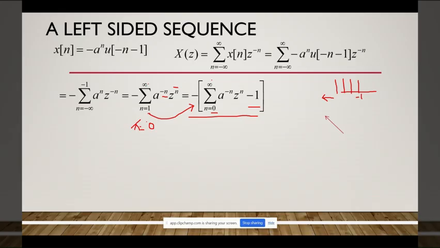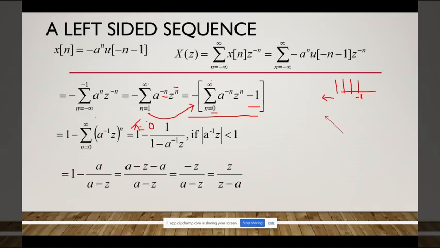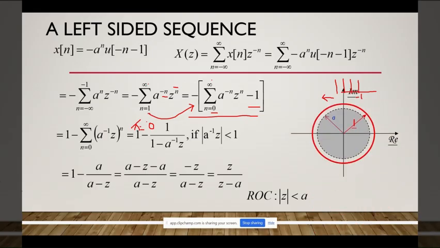This is the thing which you have to take care of for a left-sided sequence. The remaining things are the same. The 1 you can take outside because it is a constant value. And again, when you multiply the minus which is outside internally, you will get like this. On application of the geometric formula, you'll get 1 minus a by z, which can be simplified to get z by z minus a. Here the ROC is less than a. This is the thing which is different for a left-sided sequence.